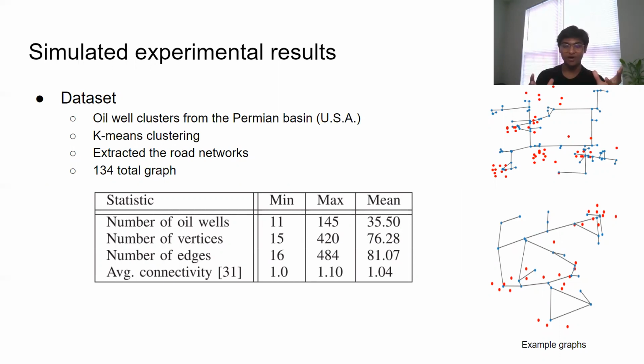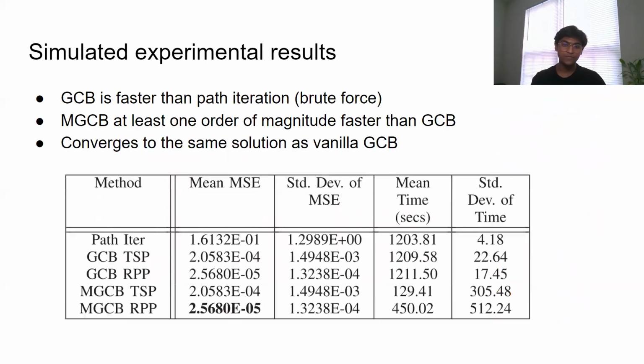So we tested the performance of the GCB algorithm on a data set that we generated using real world data. We used the locations of the oil wells in the Permian Basin oil fields in Texas, USA. And we clustered the oil wells using k-means, and we extracted the road networks underlying each cluster. This gave us 134 graphs, each with a road network and the locations of the oil wells.